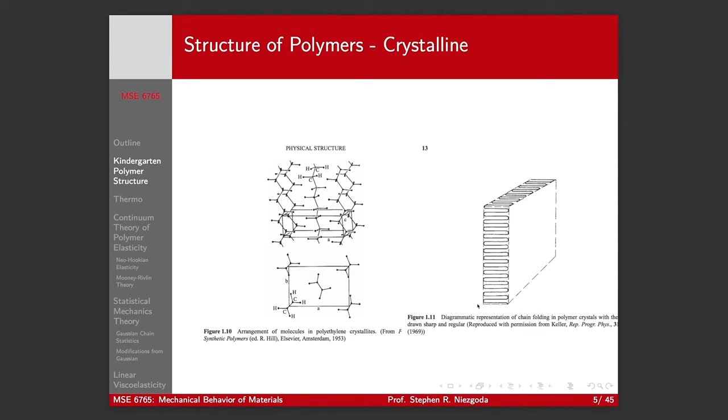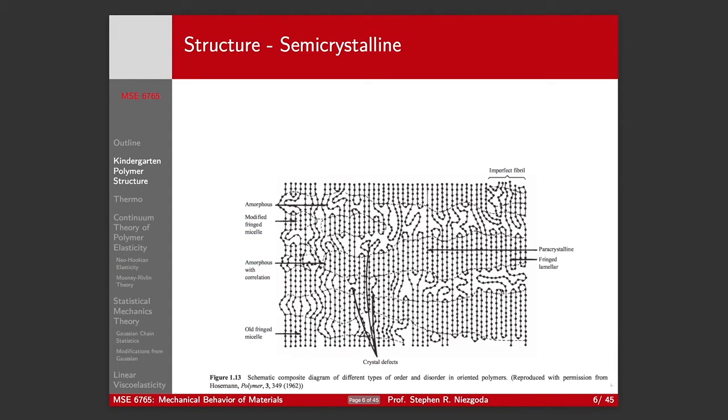And you get regions where the chain basically folds back and forth on itself and makes a crystalline region, but it's not perfect. It's a very highly defected crystal. You get crystalline regions interspersed with amorphous regions, places where you have imperfect folding. You can have nearly crystalline amorphous regions that are highly correlated.